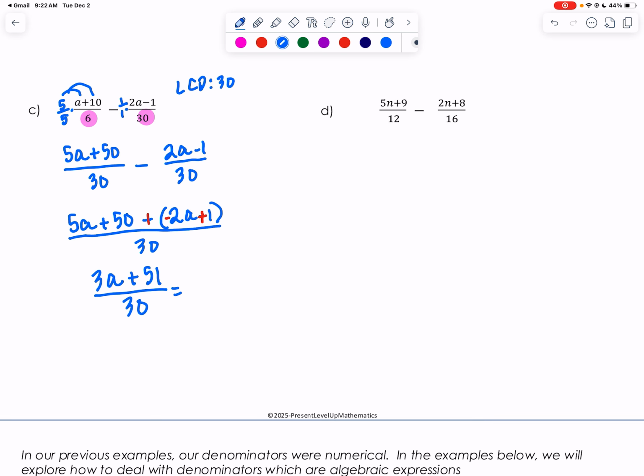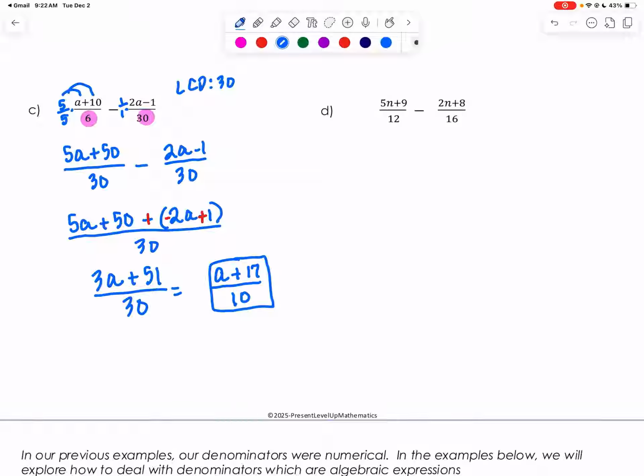Now, our final result here, I'm not going to box it in because it can be simplified. All of these terms have a common factor of 3. So I'm going to divide out the 3. 3a divided by 3 is a. 51 divided by 3 is 17. And 30 divided by 3 is 10. So this is the first one we've had to simplify at the end.